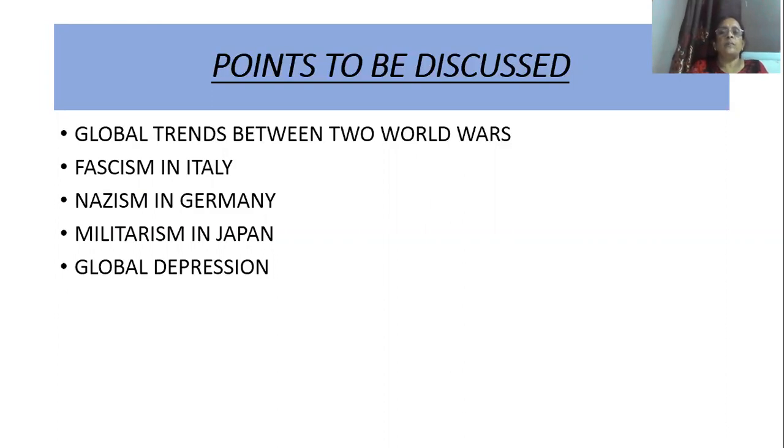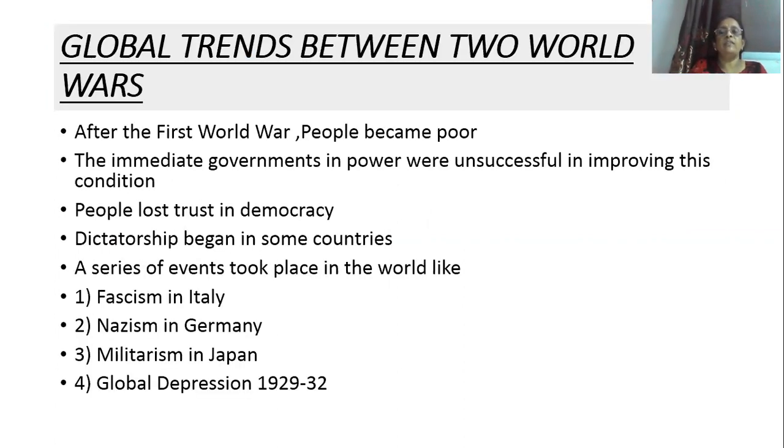I am going to explain the following topics. Global trends between two world wars, fascism in Italy, Nazism in Germany, militarism in Japan, and the global depression. Global trends between the two world wars.